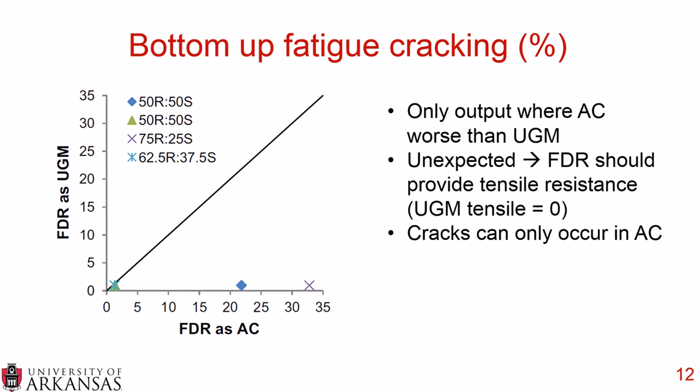So in a way, PavementME is kind of setting up FDR to fail as an asphalt concrete layer with fatigue cracking, because if you categorize it as an unbound granular material, PavementME itself cannot have a crack forming in an unbound material. Cracks can only occur in asphalt concrete. So bottom-up fatigue cracking is the only one where FDR performed worse as an asphalt concrete layer, but it's also the only one where literally it could not fail as an unbound granular material. So that's bottom-up fatigue cracking, kind of the traditional fatigue cracking. What about top-down cracking?